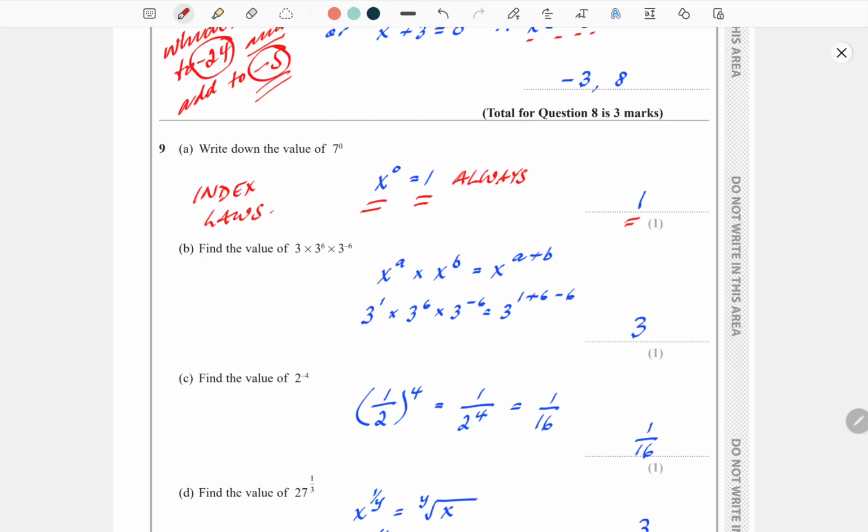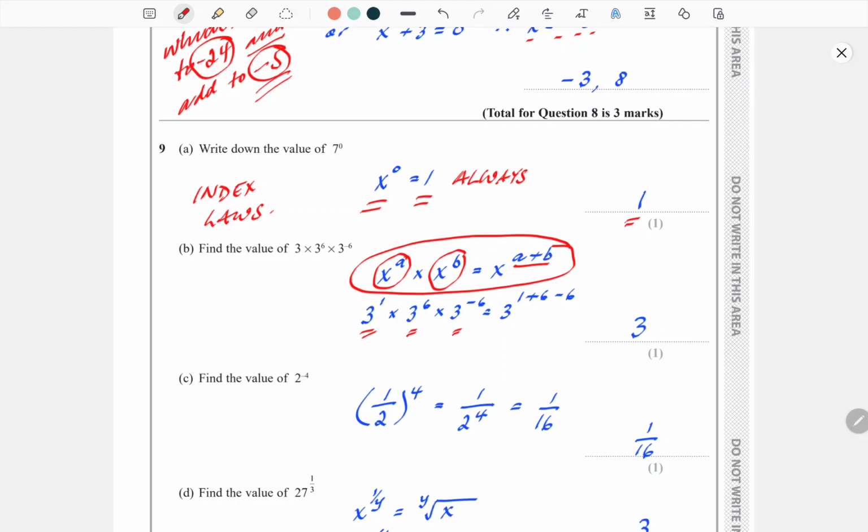Part B. Remember again the rule where you're multiplying x to the power a times x to the power b, and you get x to the power a plus b. So when you're multiplying the actual numbers, the powers are added. In this case, you've got 3, which is the same as 3 to the power 1, times 3 to the power 6, and 3 to the power minus 6.